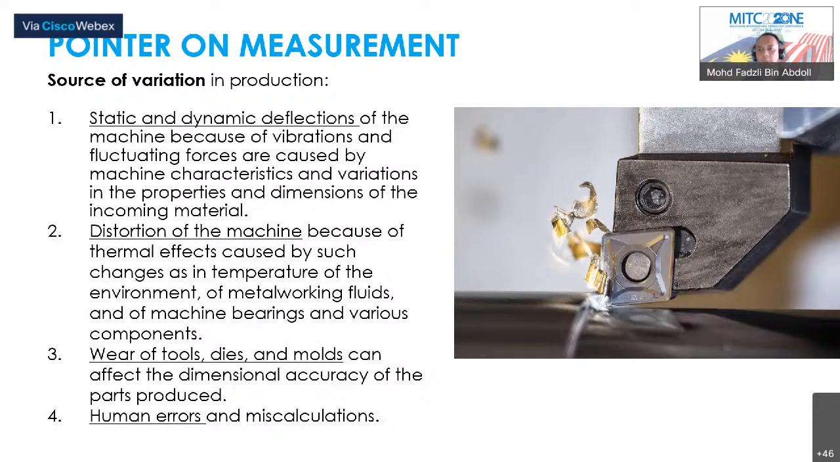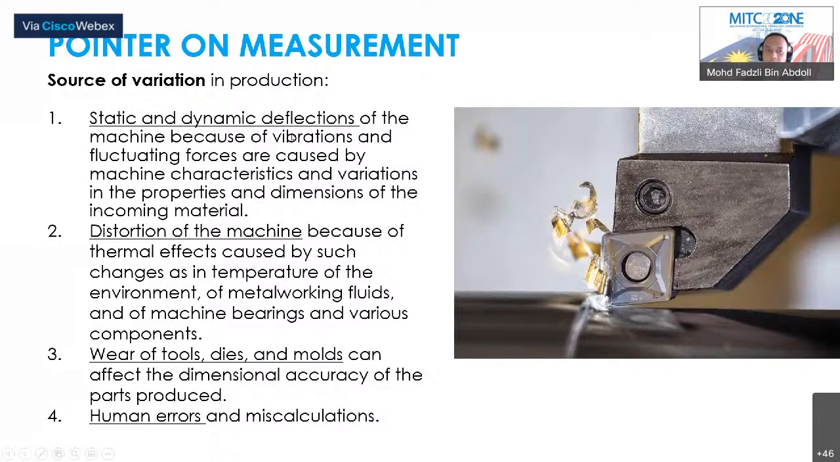Okay, this is the pointer on the measurement. Sources of variation in production, we have four. First, static and dynamic deflection of the machine because of vibration and fluctuating forces caused by machine characteristics and variation in the properties and dimensions of the incoming material. Second, distortion of the machine because of thermal effects caused by changes in the temperature of the environment, of metal working tools, and of machine bearings and various components. Okay, these are the sources of variation in production that change your dimensions.